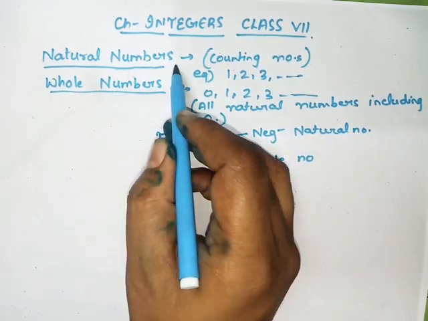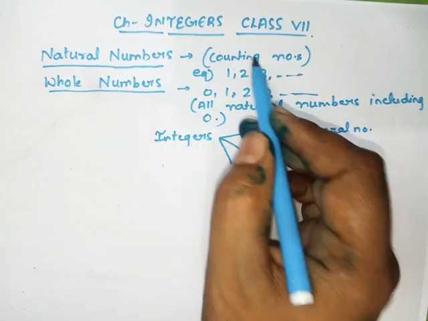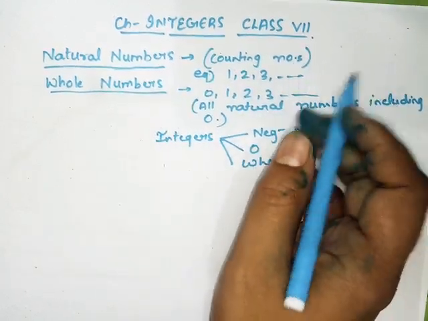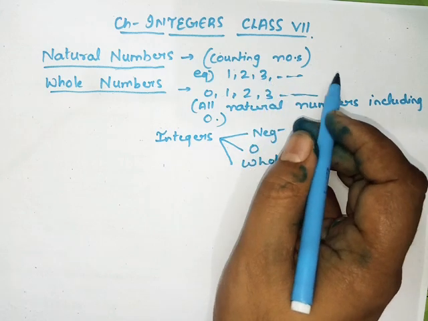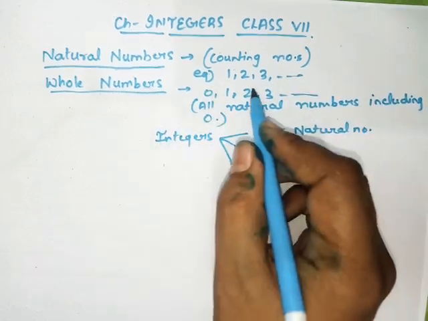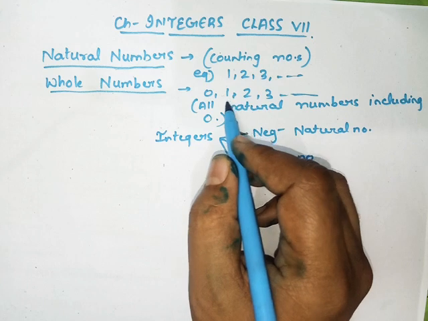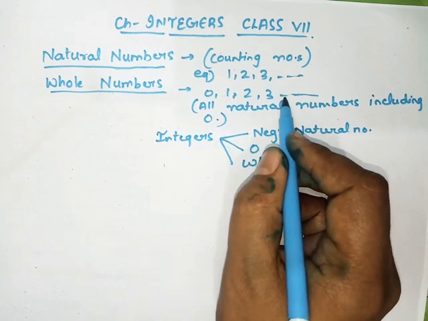Natural numbers and whole numbers, as you know: what are natural numbers? All the counting numbers are called natural numbers, that means 1, 2, 3 and so on. And what are whole numbers? All the natural numbers including 0 are called whole numbers, means 0, 1, 2, 3 and so on.